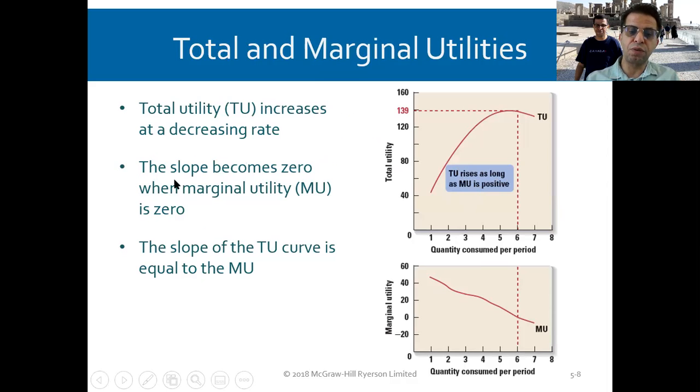Now the slope becomes 0 when the marginal utility is 0. So when MU reaches 0 here, the slope becomes 0. The slope of the TU curve is equal to the MU curve, which is declining, but it's equal. So once it has reached the 6th unit, it becomes negative adding, and TU is lowering.